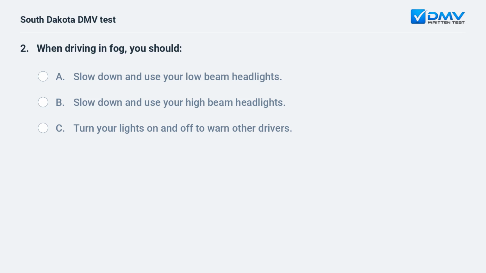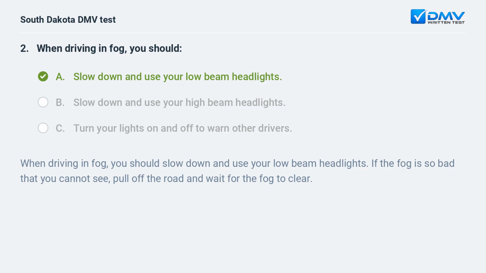When driving in fog, you should a. Slow down and use your low beam headlights. b. Slow down and use your high beam headlights. c. Turn your lights on and off to warn other drivers. The answer is a. When driving in fog, you should slow down and use your low beam headlights. If the fog is so bad that you cannot see, pull off the road and wait for the fog to clear.